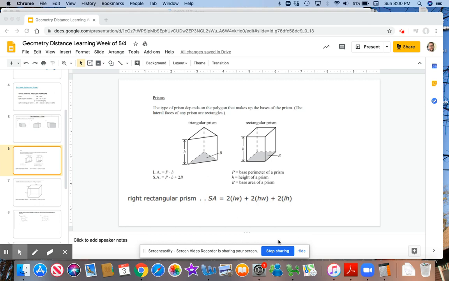Hello, it's Mr. Greco, and I am reviewing right rectangular prisms. We have triangular prisms here, but primarily we're going to be looking at right rectangular prisms, and we're going to look at the formula for the surface area.